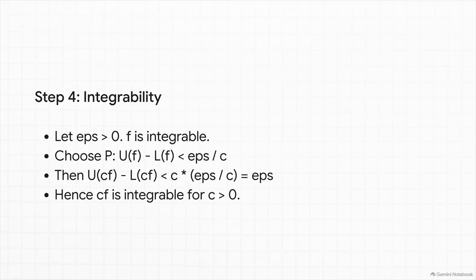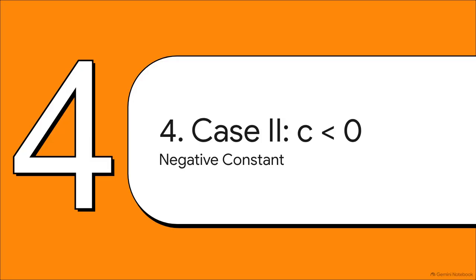The c's brilliantly cancel out, leaving us with exactly epsilon. Hence, CF belongs to R alpha for C greater than 0. Boom! Case I is officially proved. Let's shift gears now. Section 4, proof case 2, negative constant.